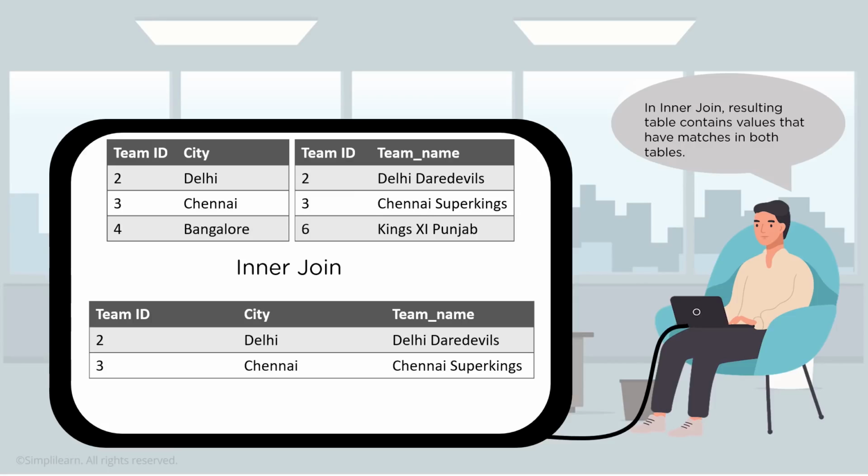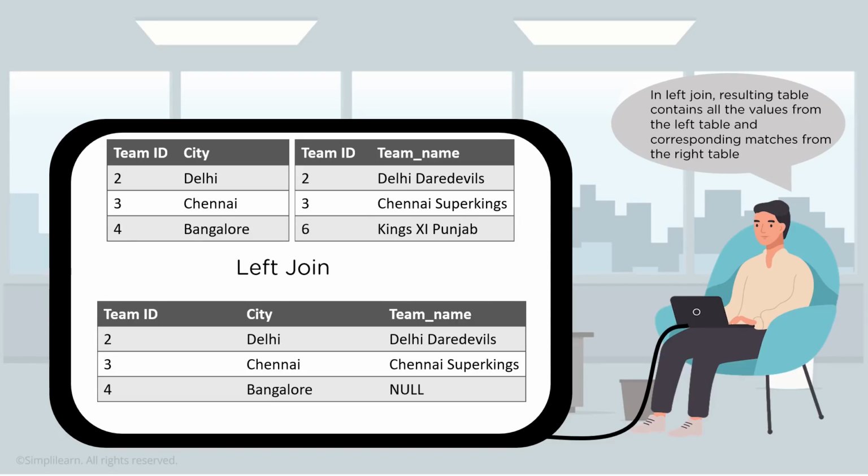In an inner join, the resulting table contains values that have matches in both tables. So we can see here that we have Delhi and the Delhi Daredevils. We also have Chennai and the Chennai Super Kings. We have Bangalore, and then we have this team that doesn't exist in Bangalore. Since these two don't match, since we have 2, 2, 3, 3, but then we have 4 and 6, these two don't exist in our resulting table because they don't have matches in both tables.